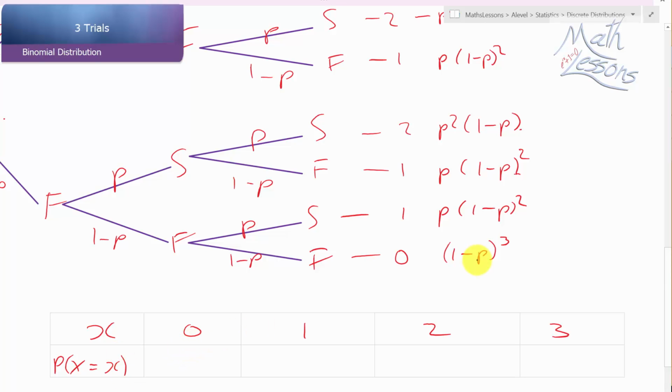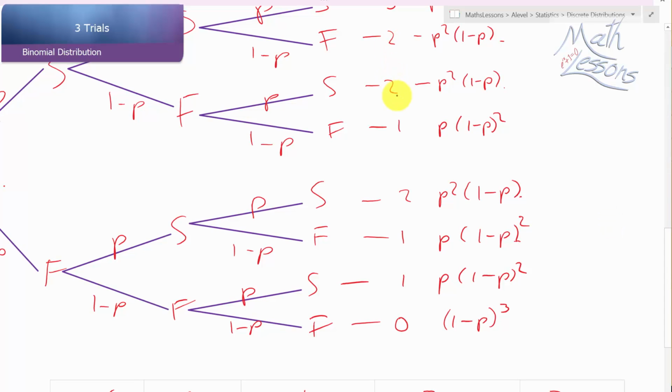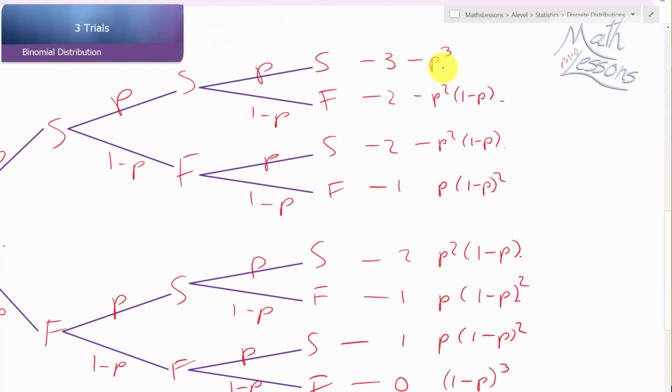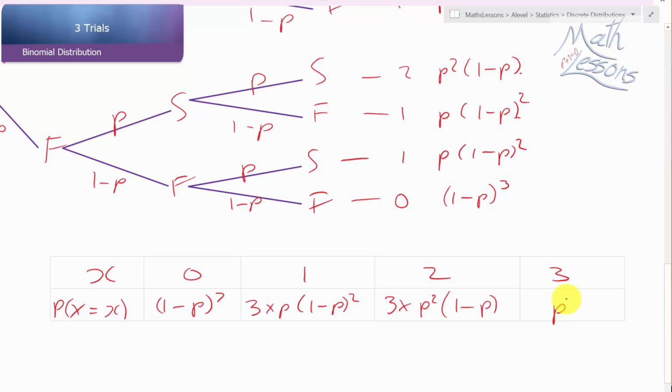So for 0, it was just 1 minus p cubed, and it's the only way we could get it. There's no other way of getting no successful outcomes. There were 3 ways of getting one successful outcome. All of them had the same probability. So 3 times p times 1 minus p squared. 2 successful outcomes, there were 1, 2, 3 ways, and all of them had the same probability again. So 3 times p squared times 1 minus p, and there's only one way of getting 3 successful outcomes, and that had a probability of p cubed. So note again, 1, 3, 3, 1 as our number of ways.